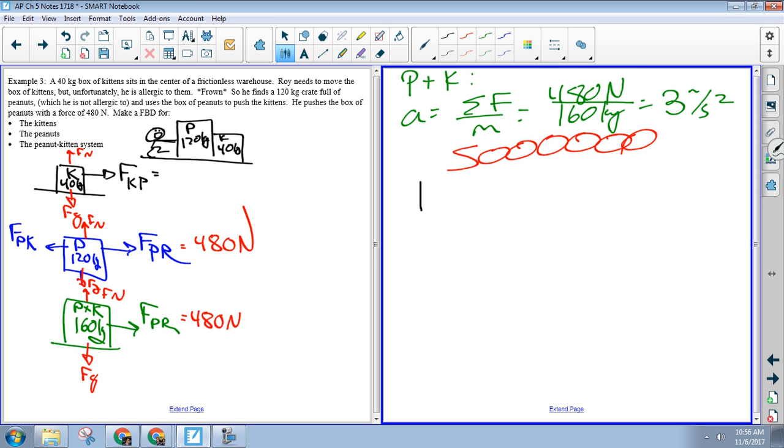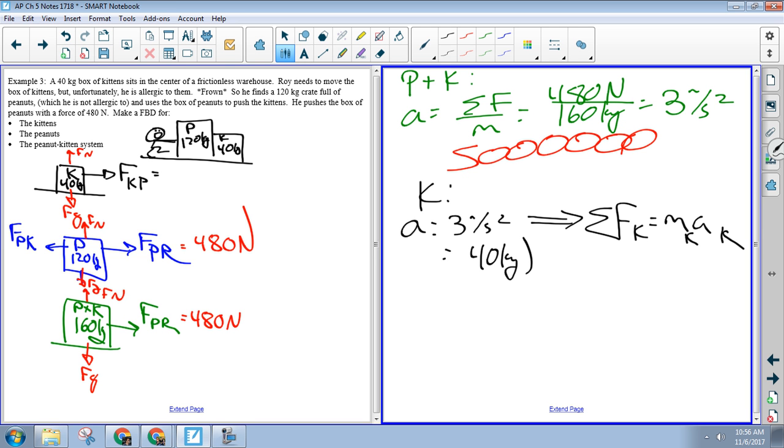Let's look at the kittens. The acceleration is 3 meters a second squared. So what can I find? Net force, right? So the net force on the kittens is ma, mass of kittens times acceleration of kittens, which is 40 kilograms times 3 meters a second squared gives me 120 newtons.